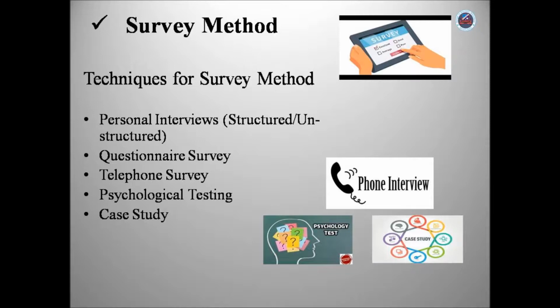When we talk about the survey method, we have different techniques. Personal interviews are one-to-one interviews using structured and unstructured questions. Questionnaires can be done by researchers by distributing a certain list of questions which the respondent will answer accordingly. Then the telephone survey can be done with the help of a text message or a phone call, and it helps the researcher in terms of the time factor.